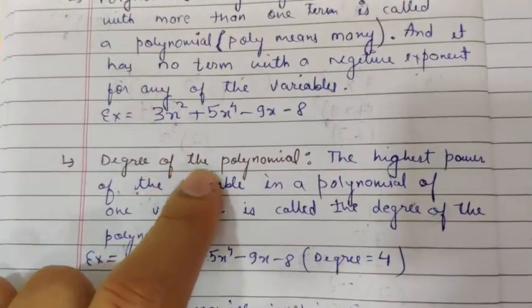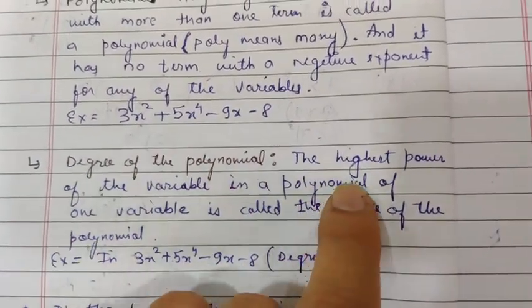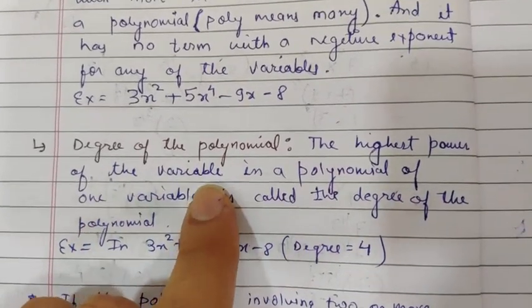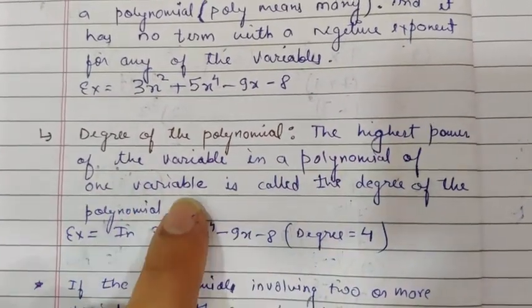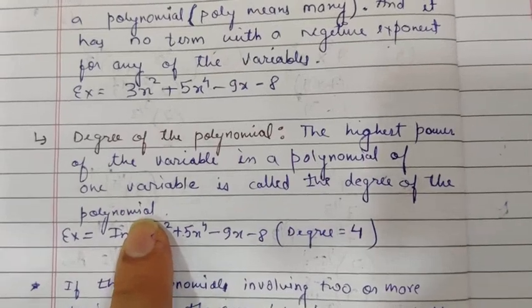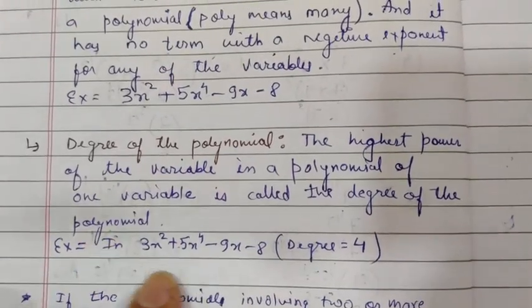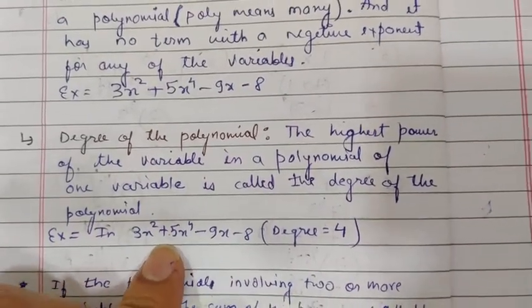Now let's see the degree of the polynomial. What about the degree? The highest power of the variable in a polynomial of one variable is called the degree of the polynomial. Degree is very easy. How to get the degree of the polynomial? It is very much easy.